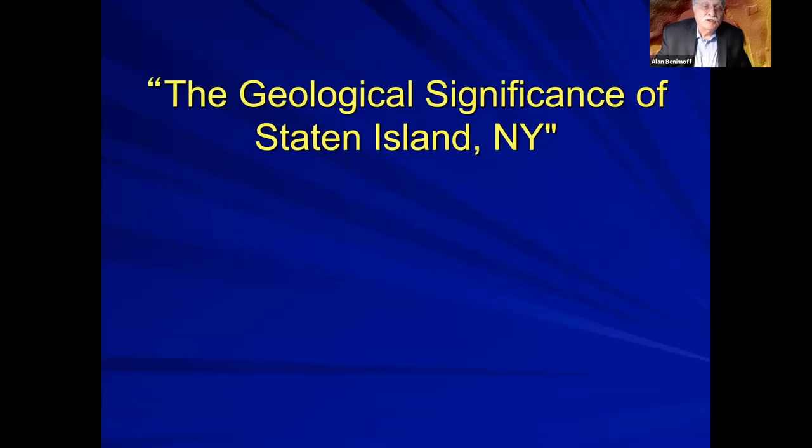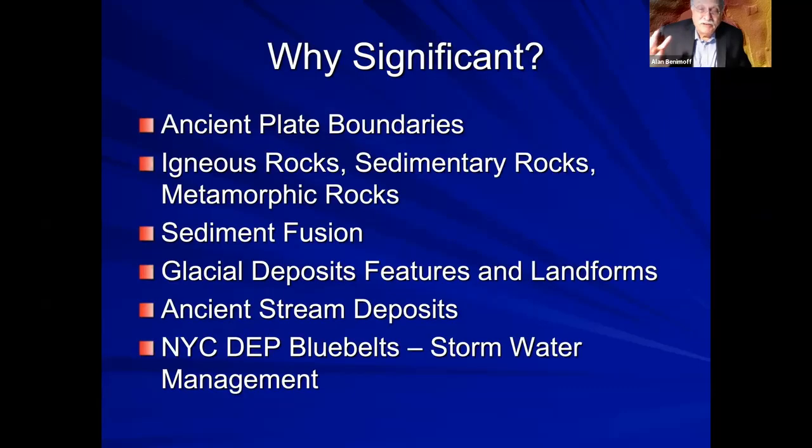So we look at how significant the geology of Staten Island is. It's an island about 13.7 miles by 7.7 miles, sort of elliptical in shape. You'll see a map of this. And here's the good news. We have all of this in a small island, 7.7 by 13.7 miles or something like that.